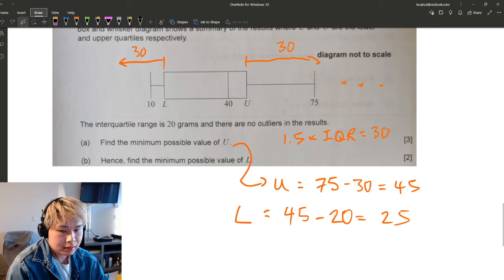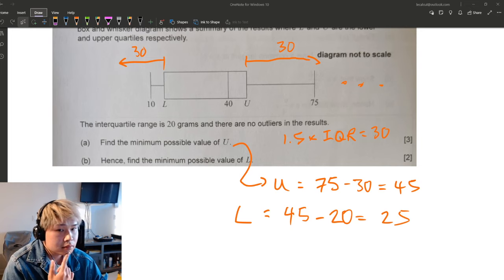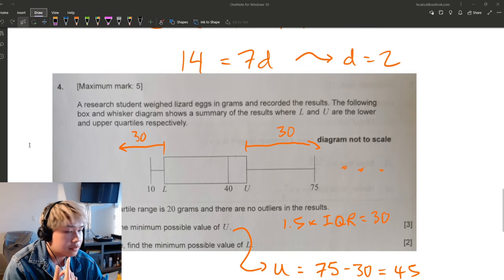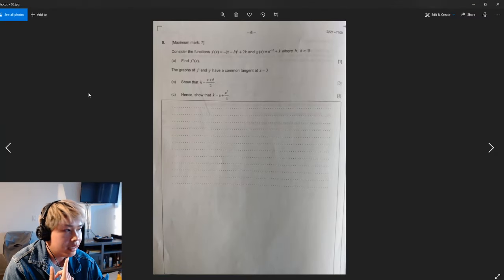Uh-oh, I closed my folders with all my pictures in it. Okay, what was this? Question 4. Okay, let's move on to question 5.